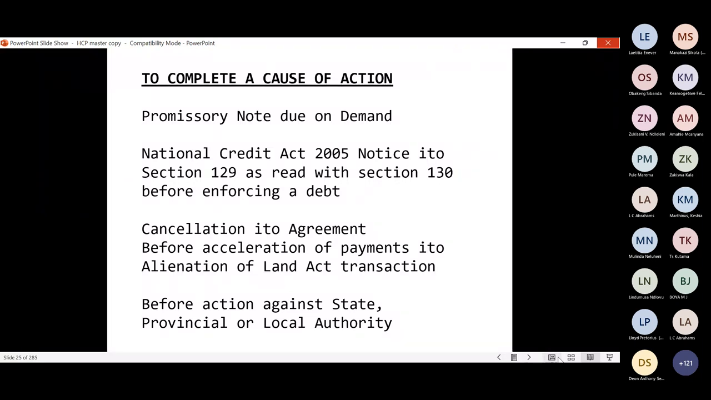That act refers to a notice, but that notice is the letter of demand. So don't think a notice is something different, but they refer to it as a letter of demand. It falls under letter of demand because it is actually a letter of demand. Although the heading is notice in terms of sections 129 and 130 of the National Credit Act, it is still a letter of demand.